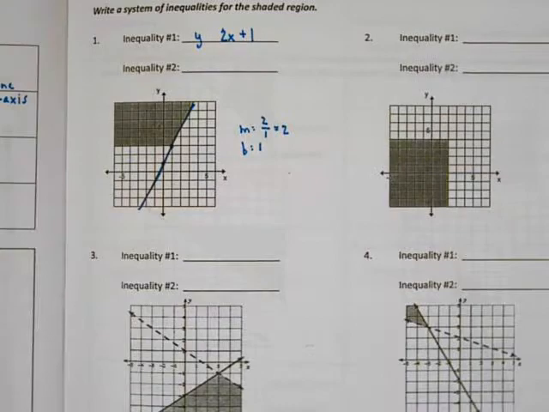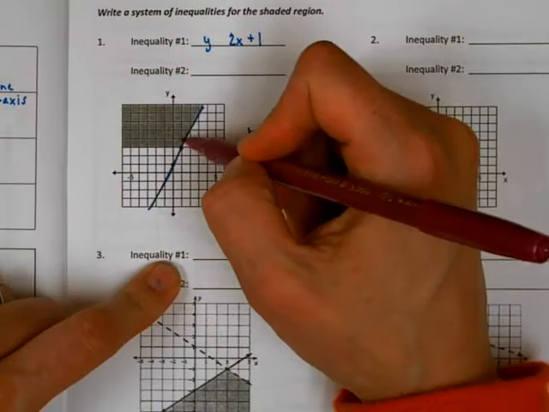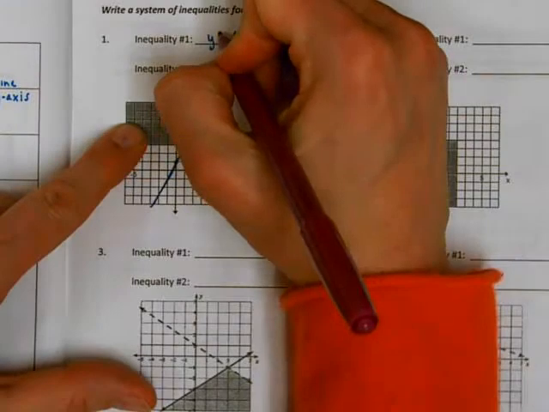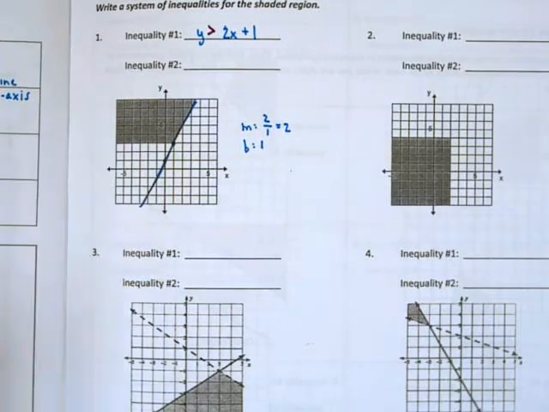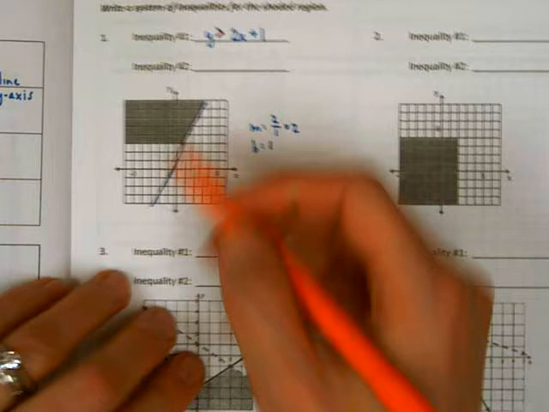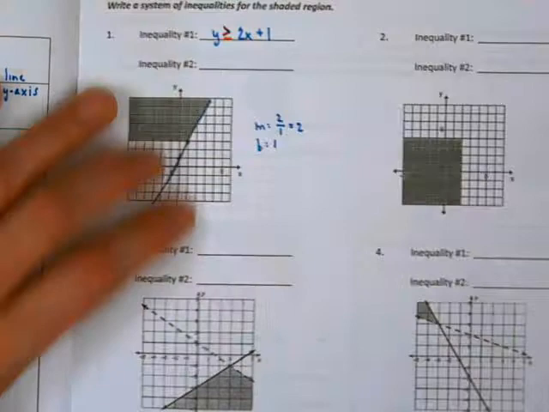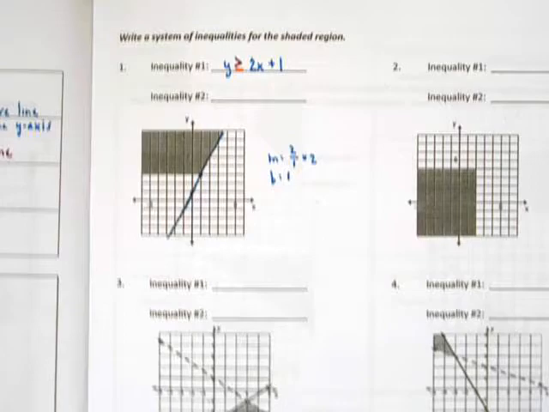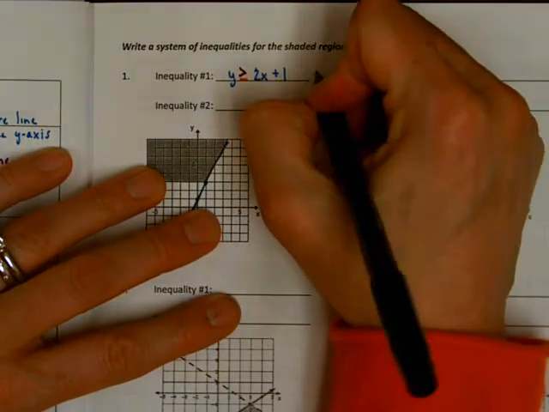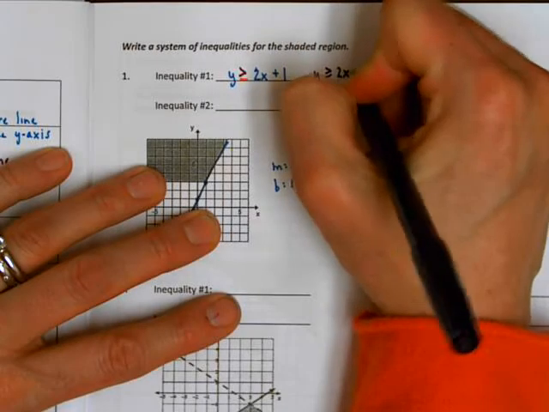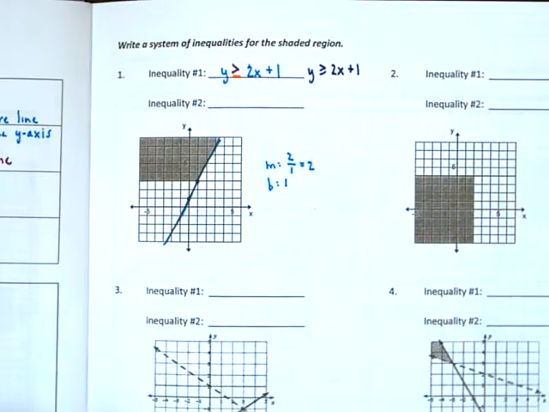Now for the shading here, this shading is all above that line, so I know it's going to be greater than. And then for step 3, since I have a solid line, I'm going to add the equal to under here. So my whole inequality would be y is greater than or equal to 2x plus 1. That's my first inequality.